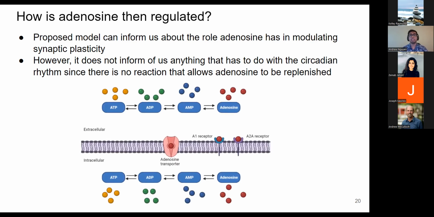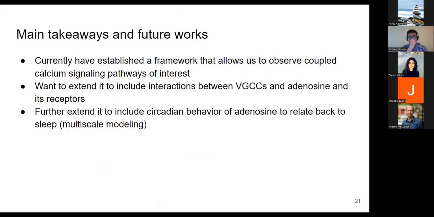And so we had to look back at the schematic we mentioned before, with ATP breaking down into adenosine. So at some point we might have to consider putting in extracellular ATP to capture the molecular machinery involving this circadian behavior of extracellular adenosine. And so I come to my last slide.